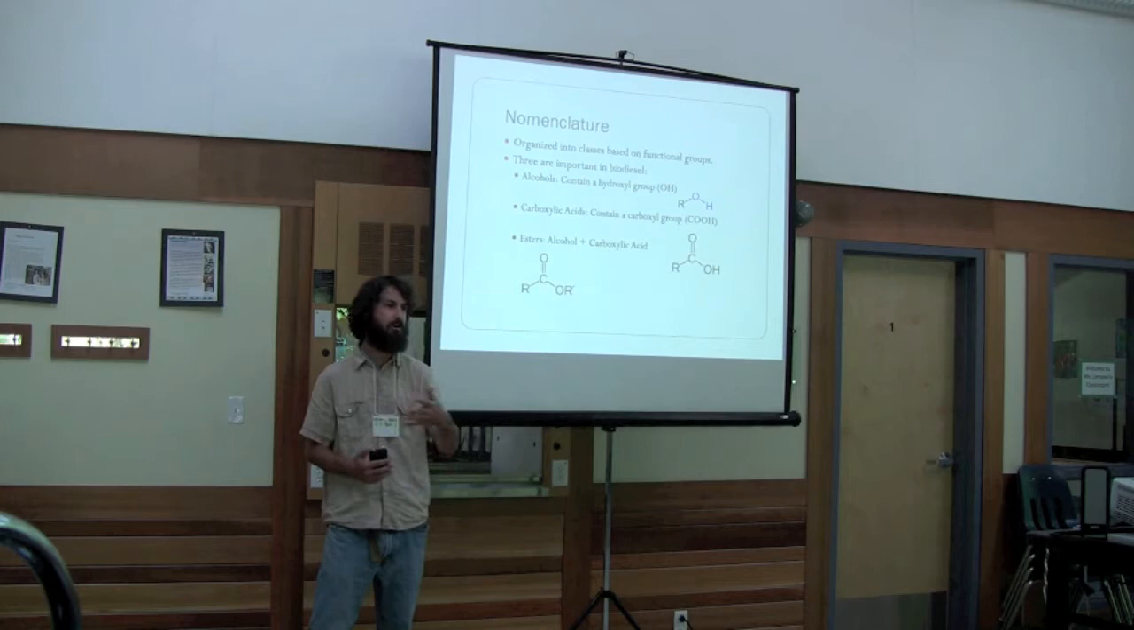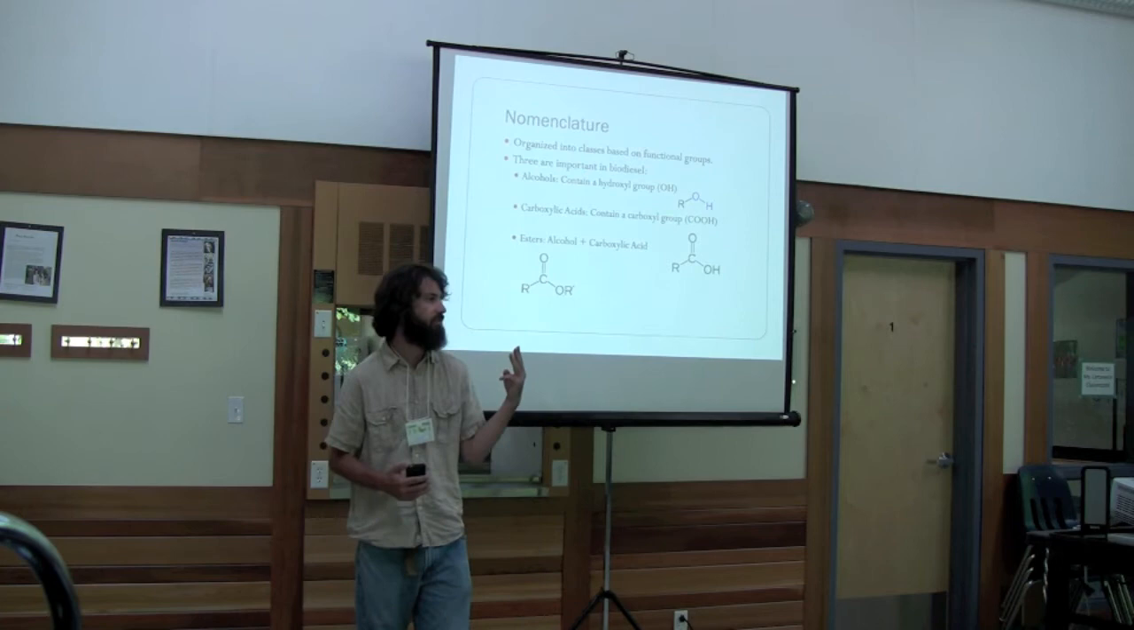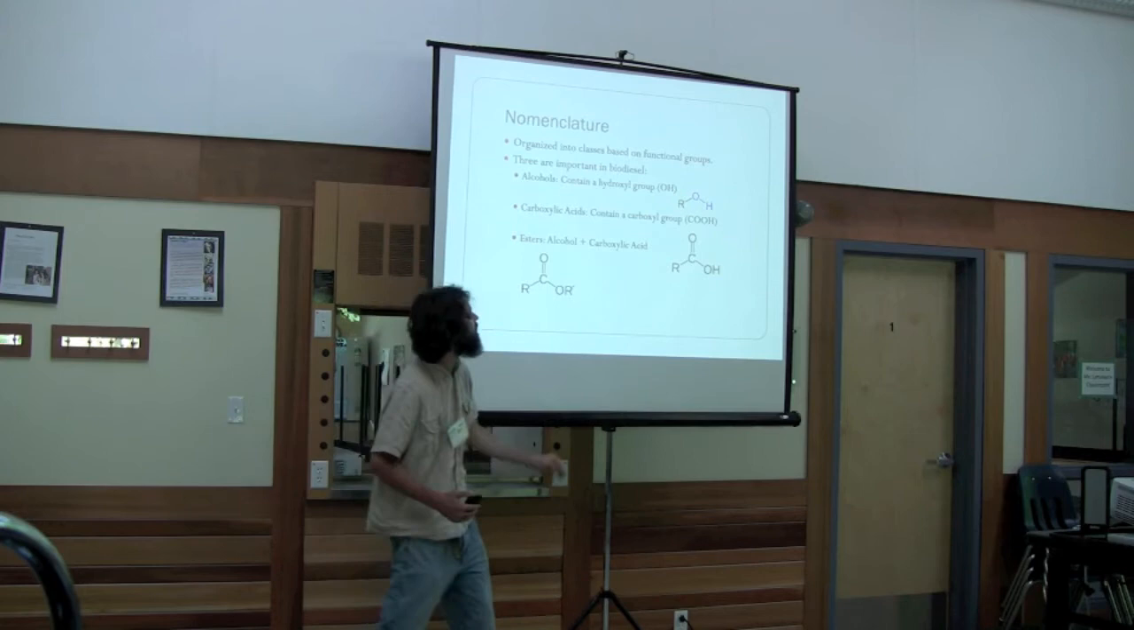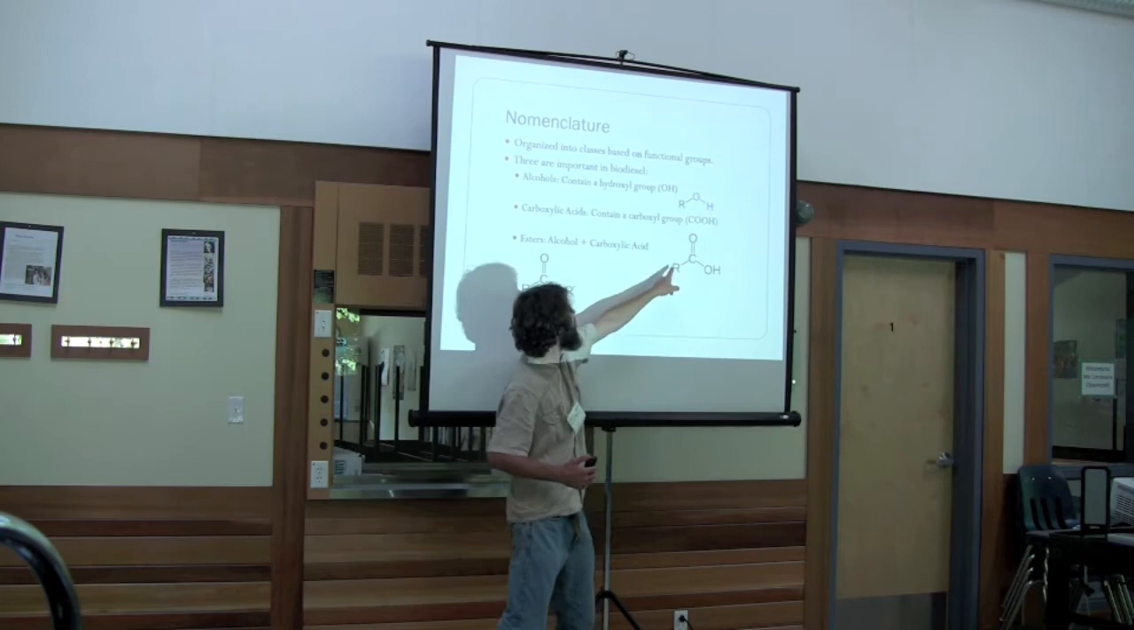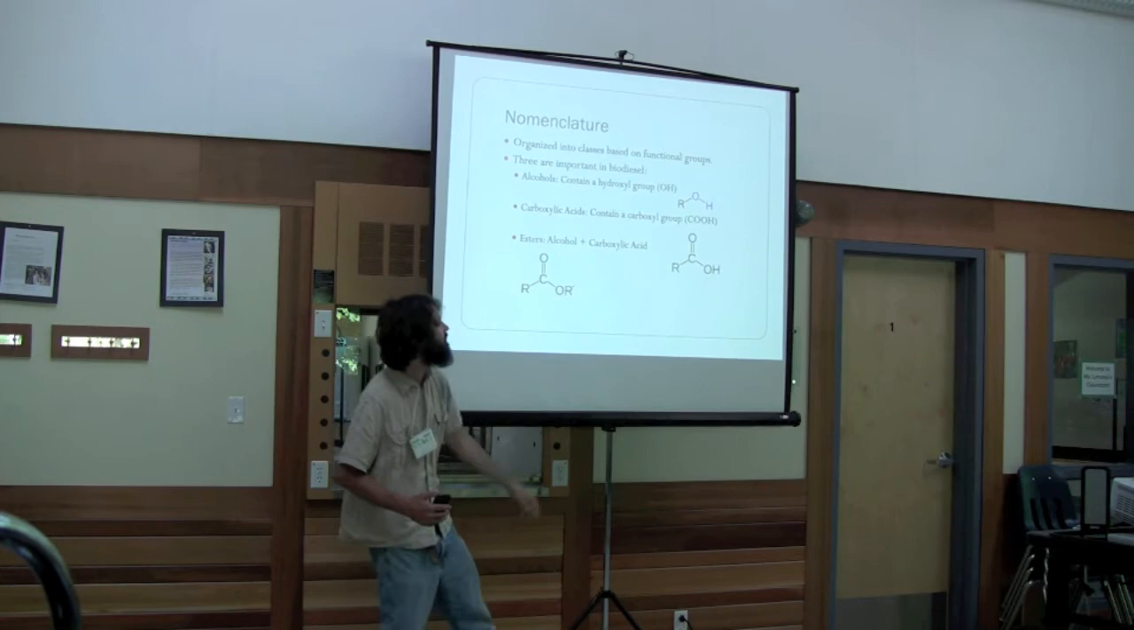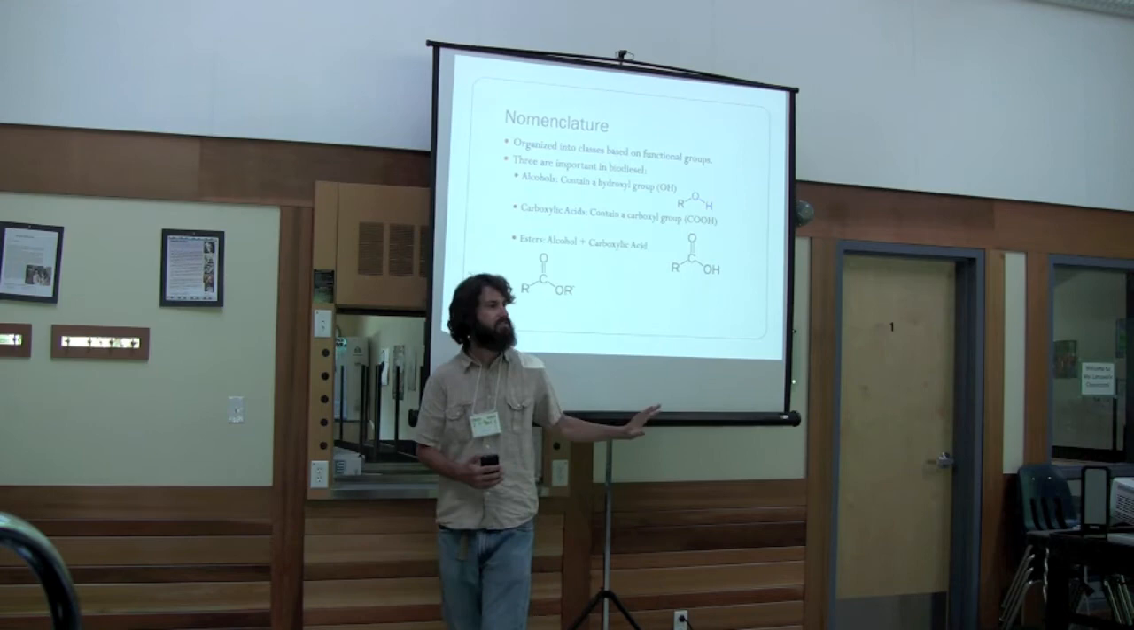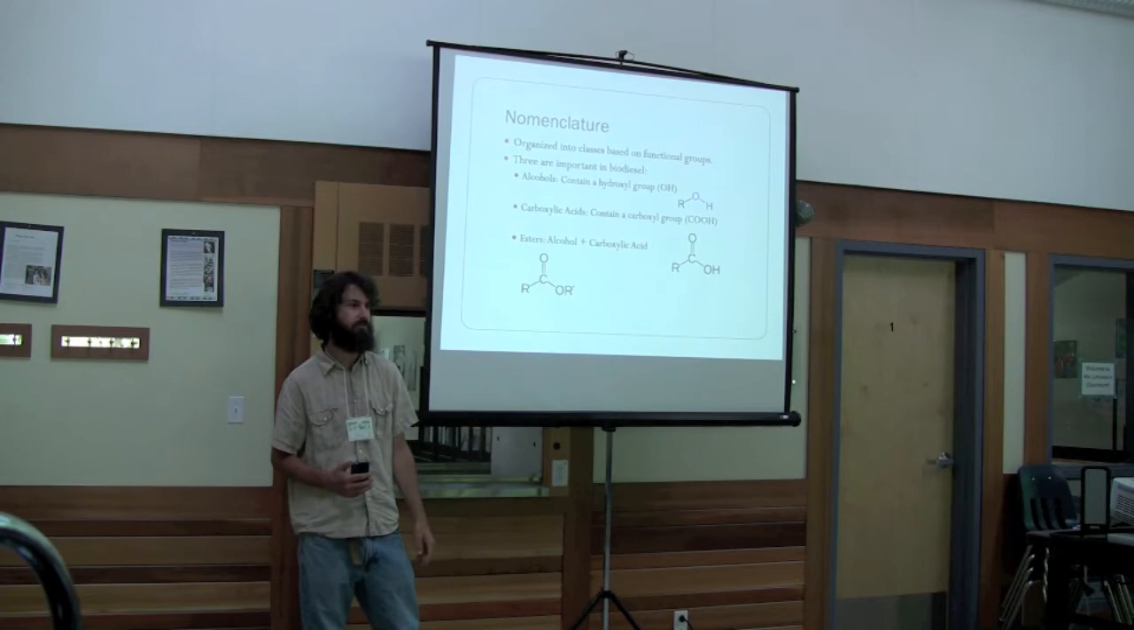So there are three main ones that we deal with in biodiesel. The first is alcohols, and they contain what's called a hydroxyl group. That's this oxygen and a hydrogen. And this R in these diagrams just stands for the rest. This could be a single carbon, it could be 20 carbons, but it's not important for what we're looking at right now. Because like I said, sometimes these things are really big and it would be unwieldy to always include the rest of the molecule.